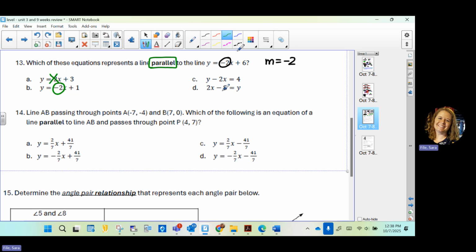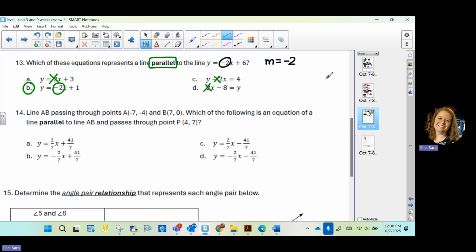These are not in y equals, so it's harder to see. So you could read, well, this is in y equals, it's just on the other side. But you can see in front of the x is a 2, so that's wrong because it should be negative. And then this one, if I added the 2x to the other side, if I moved it, it would become positive 2x. So it would be a positive 2 slope. So that's wrong. Okay, so that was B. That was the only one that had the correct same slope, parallel slope.